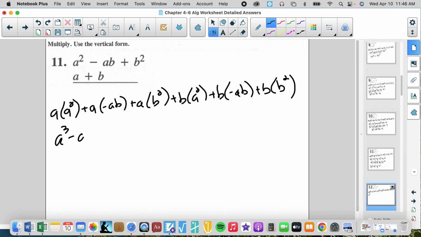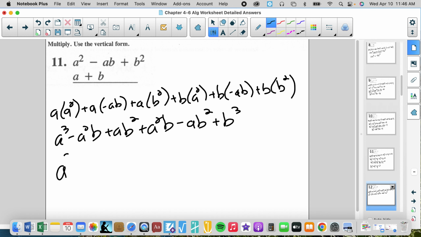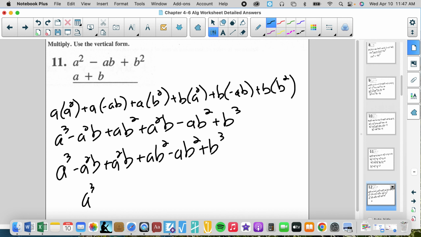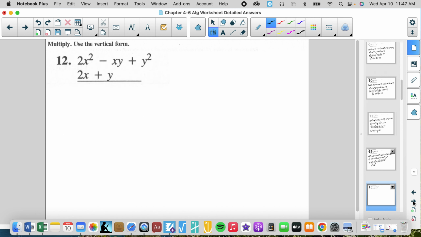a cubed minus a squared b plus ab squared. Oh, this is going to get fun. A squared b minus ab squared plus b cubed. All right, let's put them in order. A to the third minus a squared b plus a squared b plus ab squared minus ab squared plus b to the third. A to the third doesn't have a partner. This does, it cancels. This does, it's canceled. And we get that. Isn't that nice?